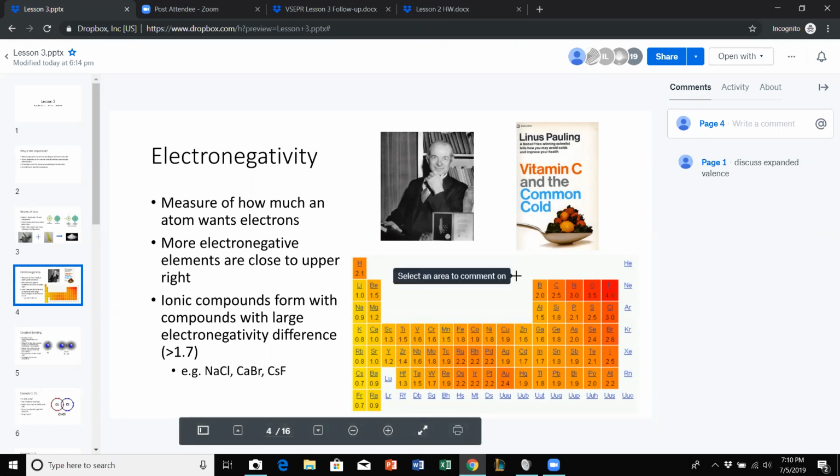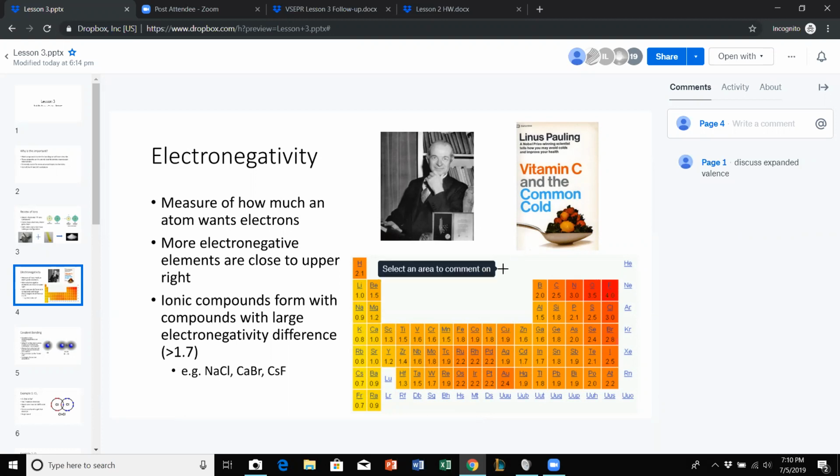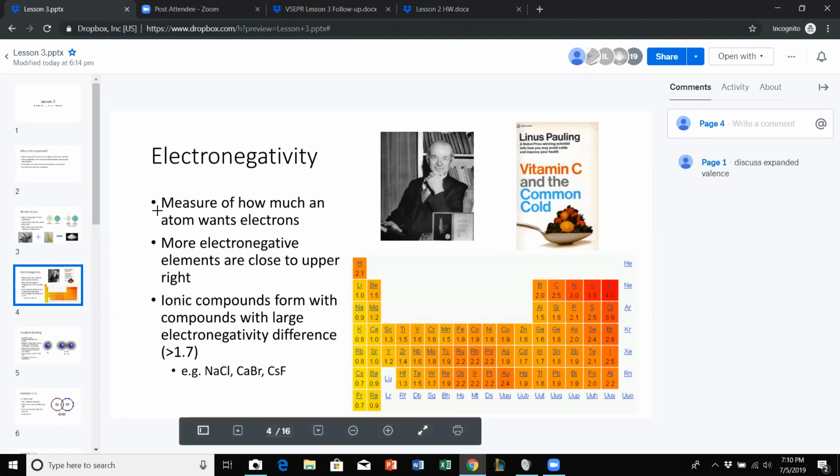Okay, so electronegativity, you can think of it as a measure of how much an atom wants electrons. More electronegative elements are close to the upper right, and what are called the electropositive elements are closer to this area of the periodic table. You can see these ones have greater values of electronegativity, and these ones have low values of electronegativity.